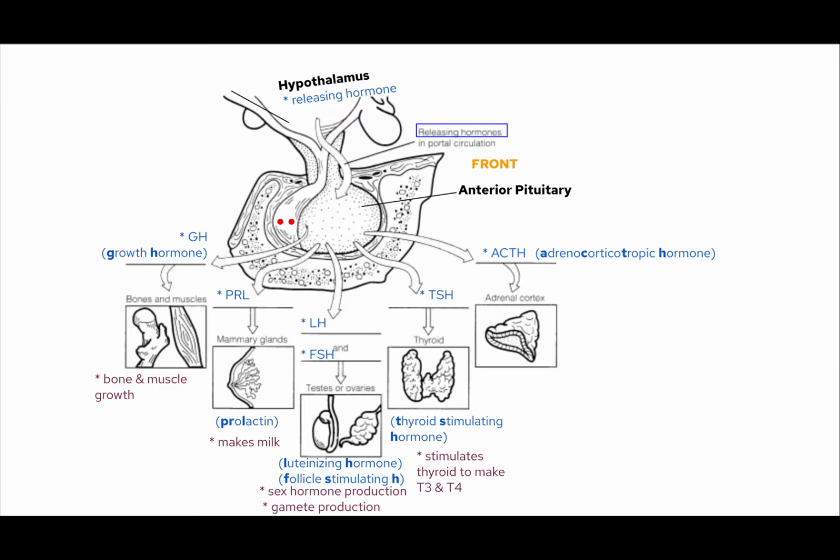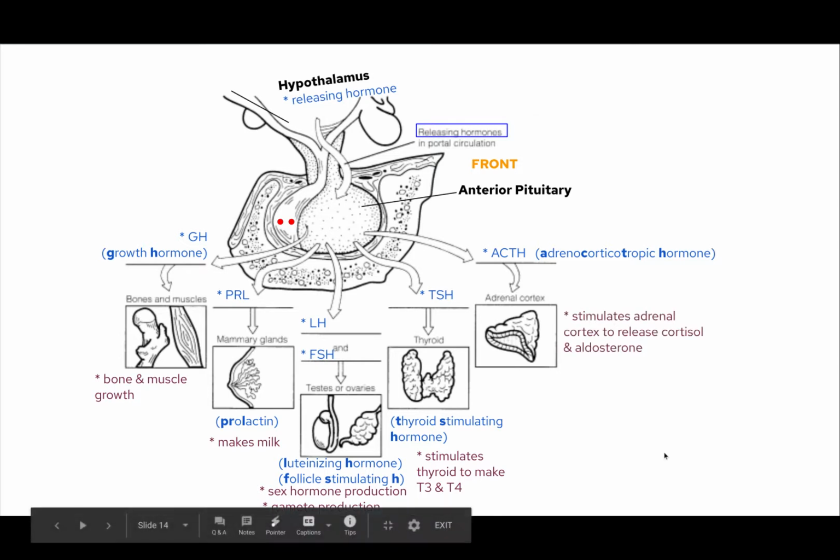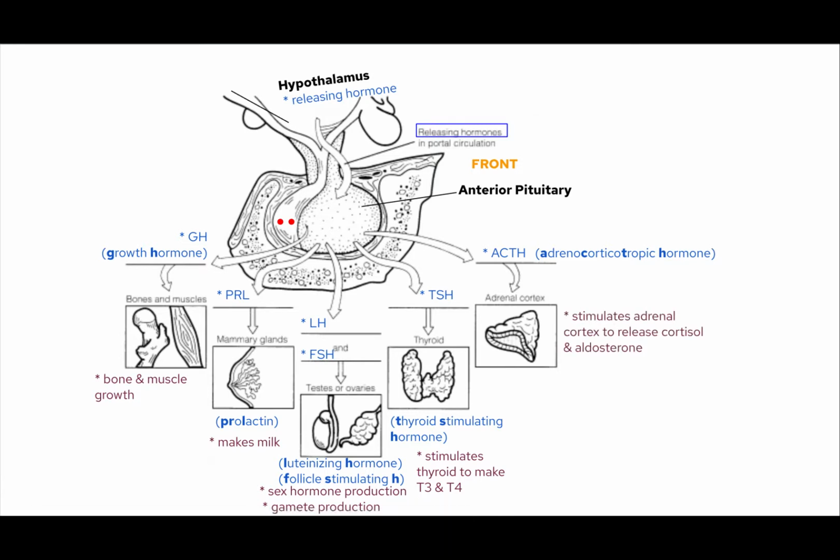Adrenocorticotropic hormone. If you look at this word, adrenocortico, it is stimulating my adrenal cortex. So AC, think adrenal cortex. And that word tropic just means that it's a stimulating hormone. It stimulates something else to release something else, which is exactly what it does. It stimulates your adrenal cortex to release cortisol and aldosterone, these important hormones of our adrenal gland.